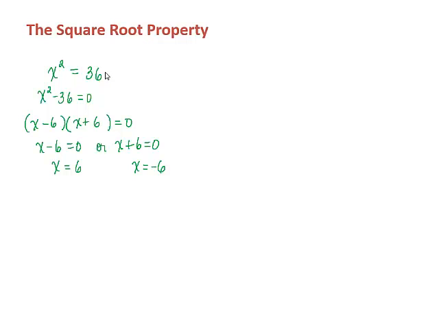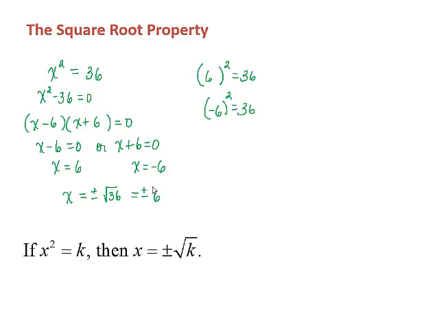So another way to think about this is, what are all of the numbers that we can square to get 36? Well, we can square 6 to get 36, but we can also square negative 6. 6 and negative 6 are said to be the square roots of 36. In other words, if x squared equals 36, x is plus or minus the square root of 36, or plus or minus 6. This is an illustration of the square root property.